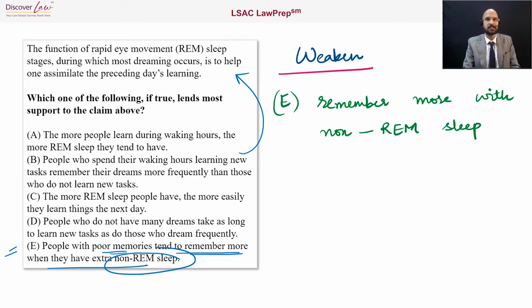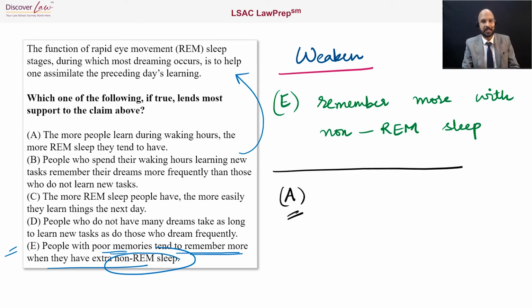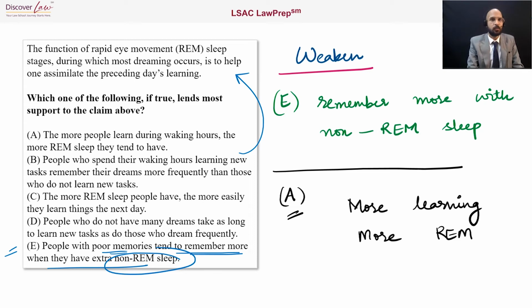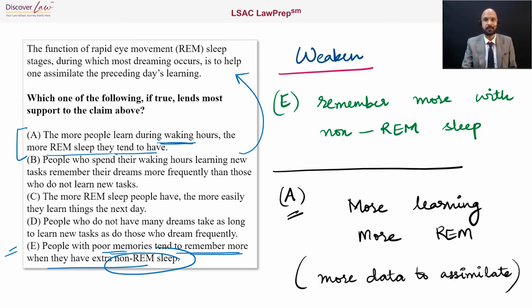And you can see that when you look at option A, it says the more people learn during waking hours, the more REM sleep they tend to have, right? Because you've learnt more, so you need more REM so that you can assimilate more. So A is the answer, okay? Because you have more data to assimilate, you need to sleep more, and then you have more of the REM sleep because you've learnt a lot. You can see here that the chronology has been followed. You first learn, then you go for sleep, and during the sleep you assimilate. So if the REM is what is assimilating this, the more you've learnt, the more the sleep you need.